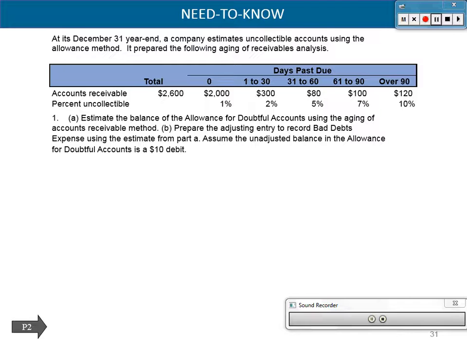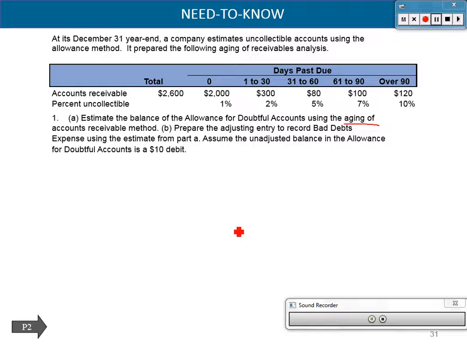Let's try this example. It says December 31st, year end, a company estimates uncollectible accounts using the allowance method. It prepared the following aging of receivables analysis. Ultimately, they had a total of 2,600 in receivables. We got to figure out how much of that is uncollectible. So they give you the percentages of uncollectible or bad debt for each group.